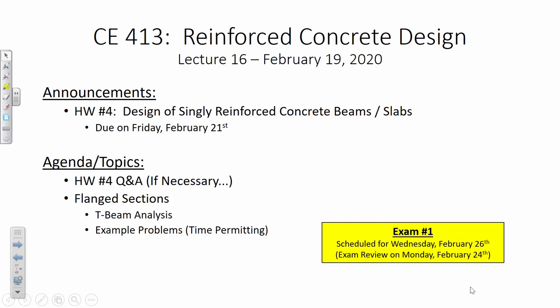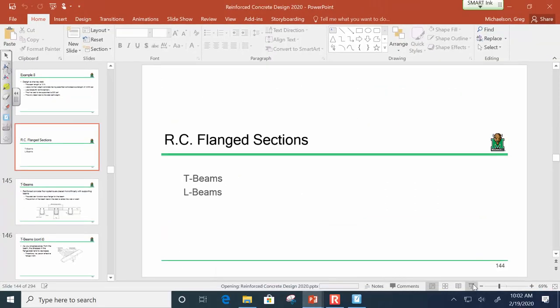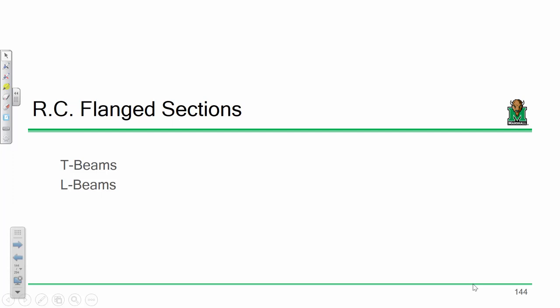So what we're going to do today is ease ourselves into the concept of a flanged section. Okay? Specifically, I'm talking about T-beams, but T-beams or L-beams or whatnot, it's the same idea. Let me take my time and explain what I'm talking about here. What we've done up until now is treat each of the components of a building kind of separately.